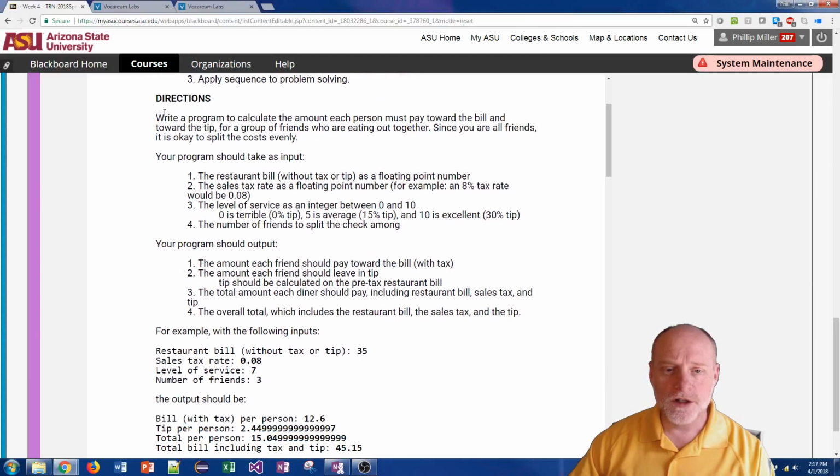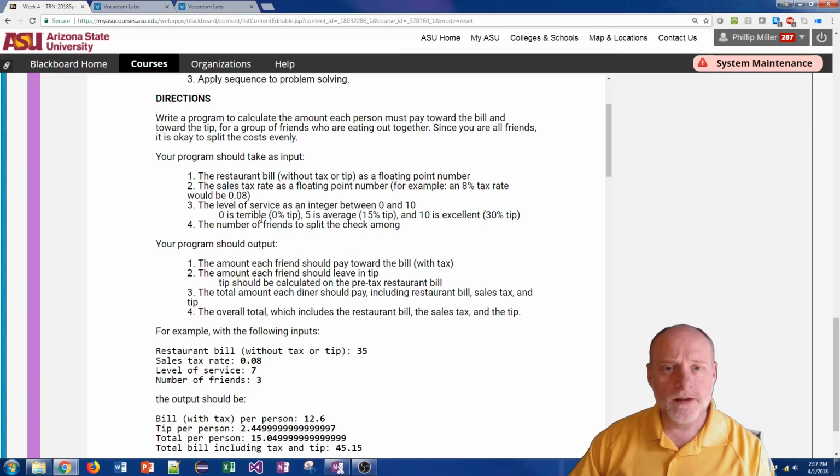So the students are challenged to write a program to calculate the amount each person must pay towards a bill at a restaurant. And that's going to include the amount they pay towards the tip and the amount that they pay towards the food bill. A group of friends are going to be eating together, and they're going to split the costs evenly.